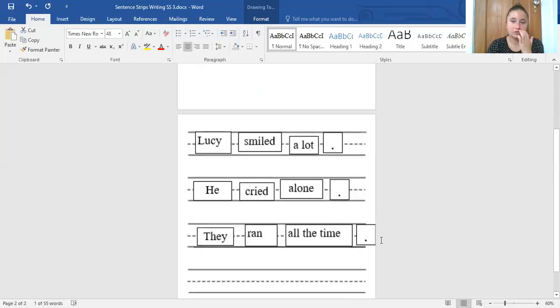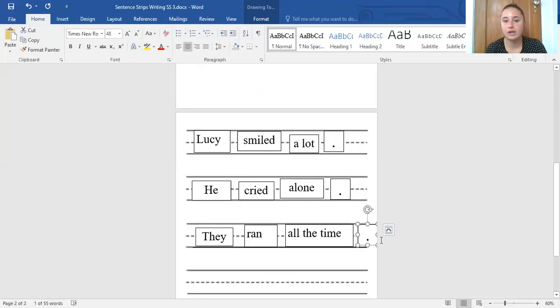So with my sentence strip worksheet, the 3 sentences I ended up with were: Lucy smiled a lot, he cried alone, and they ran all the time.